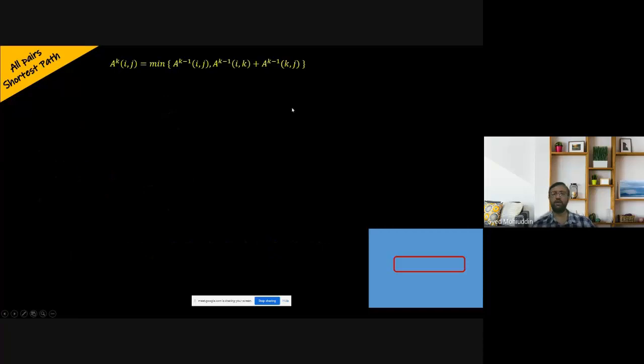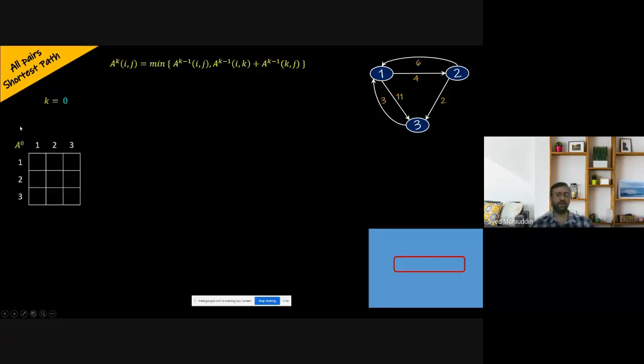We have the equation over here. We will have this graph, and first thing is we have to find A of 0, that is when k equal to 0. Is 0 a vertex here? No, there is no vertex. It is actually an initial stage. So A, I said it will be a matrix. So here let us look at A of 0, which is a matrix. Now we have 3 by 3 matrix because there are 3 nodes. If you have 8 nodes, you will have A0 as an 8 by 8 matrix.